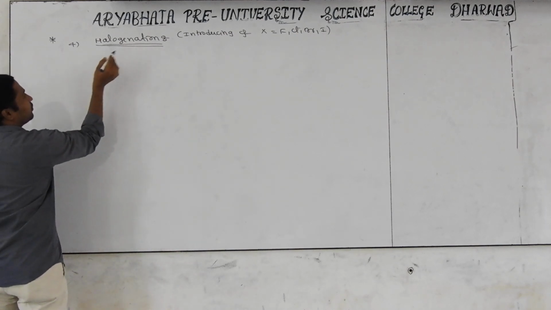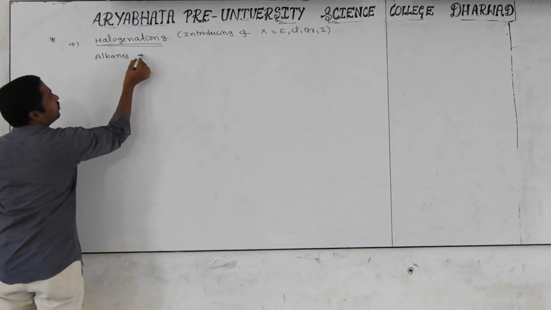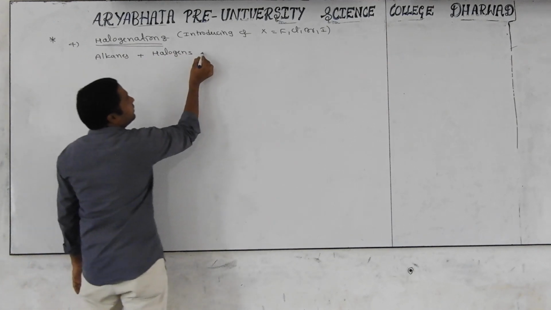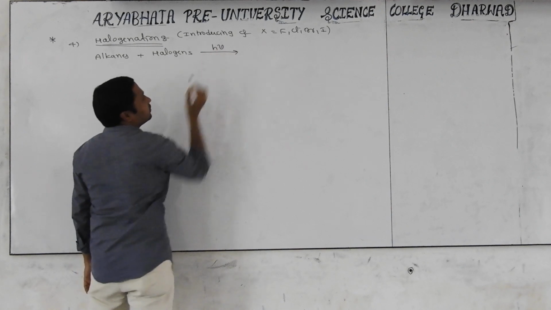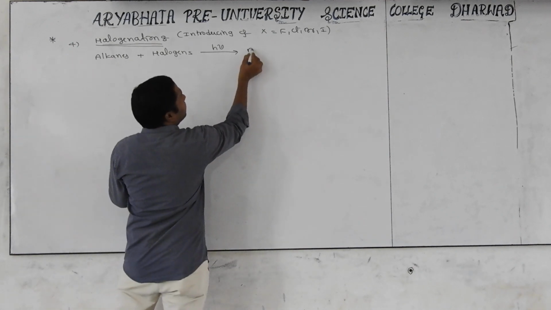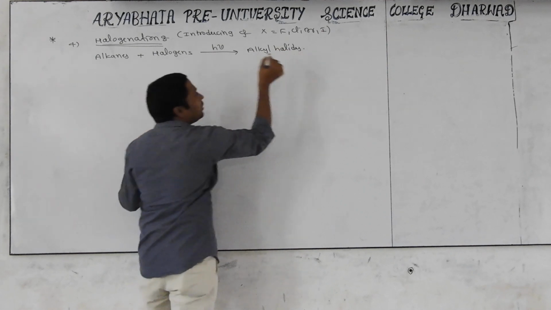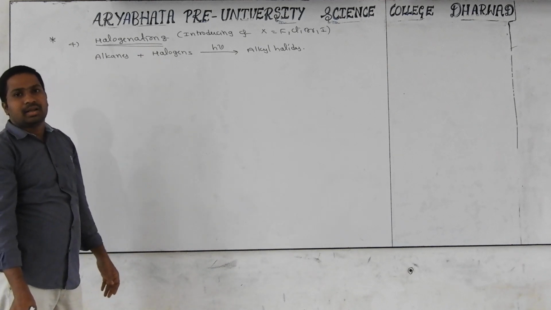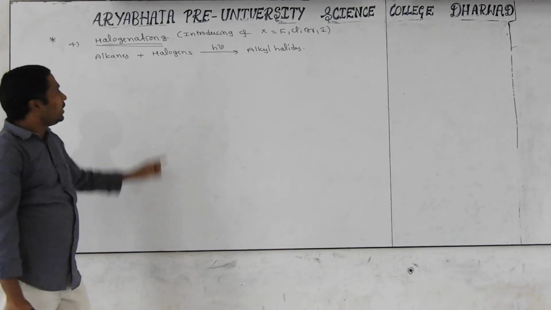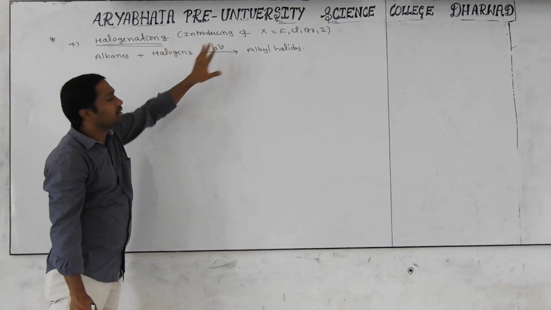First of all, I will give one concept to you. Whenever alkanes react with halogens in the presence of sunlight or h nu, sunlight meaning energy, meaning h nu, then which compounds do we get? Alkyl halides. You already learned this in first year organic chemistry under hydrocarbons, the chemical properties of alkanes. This is the first chemical property: whenever alkanes react with halogens in the presence of sunlight, we get alkyl halides.